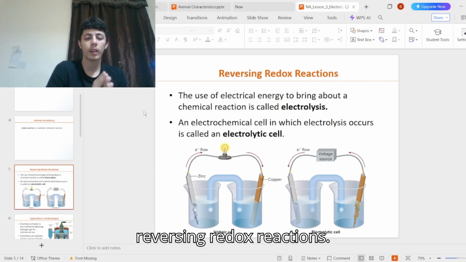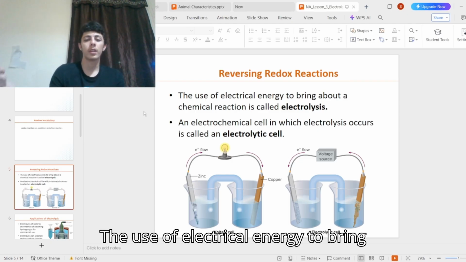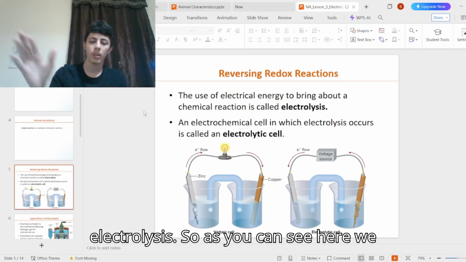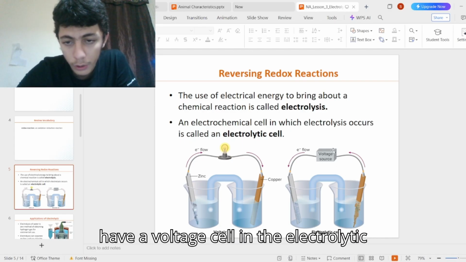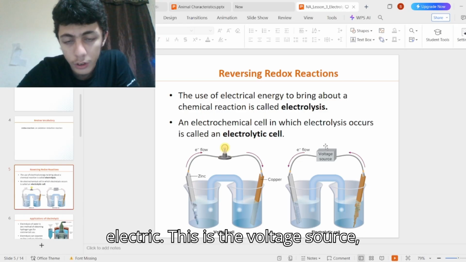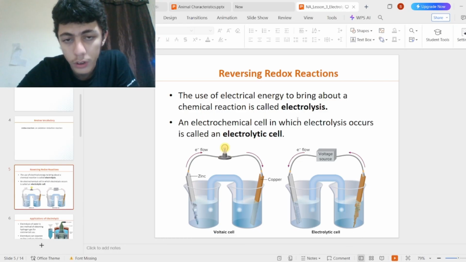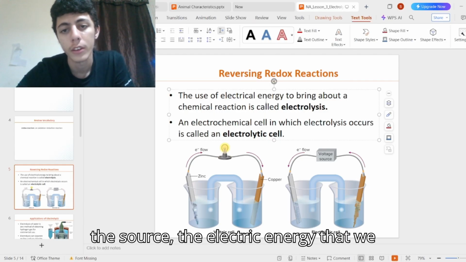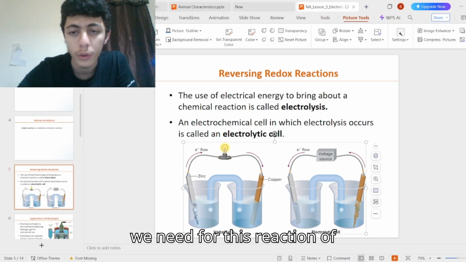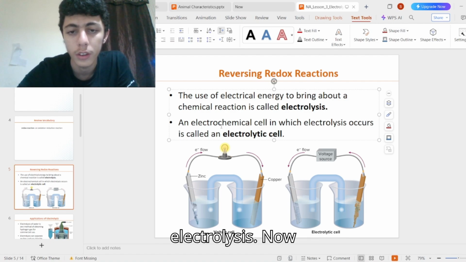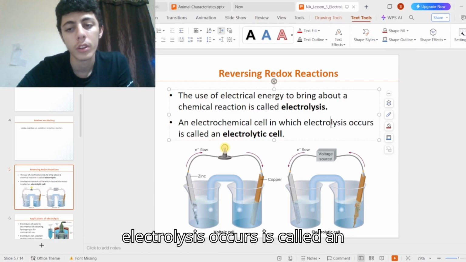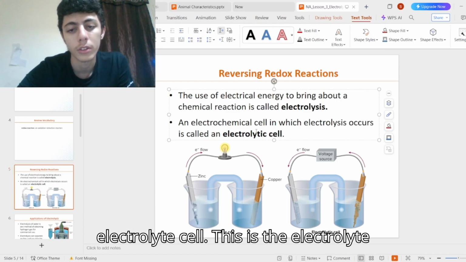Reversing redox reactions. The use of electrical energy to bring about a chemical reaction is called electrolysis. As you can see here, we have a voltage source in the electrolytic cell. This is the voltage source, the electric energy that we need to transfer to chemical energy for this reaction of electrolysis. Now, an electrochemical cell in which electrolysis occurs is called an electrolytic cell.